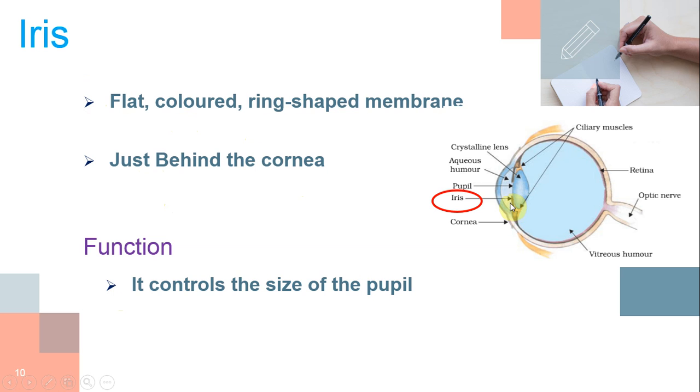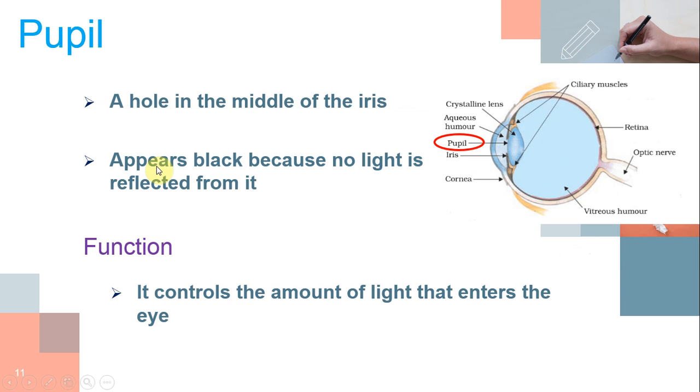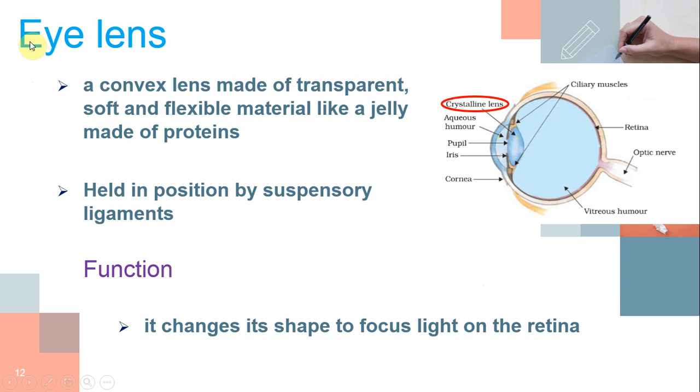This part is the iris. This is the open lid, and this open lid is called the pupil. Next one, pupil. It is a hole in the middle of the iris. It appears black because no light is reflected from it. It controls the amount of light that enters the eye. This is the pupil.